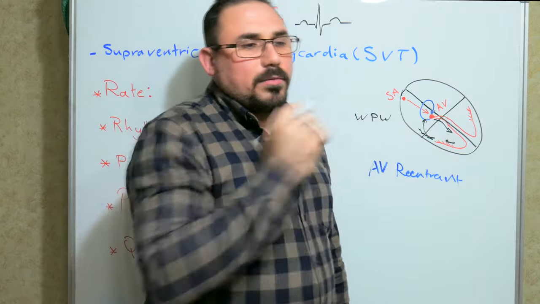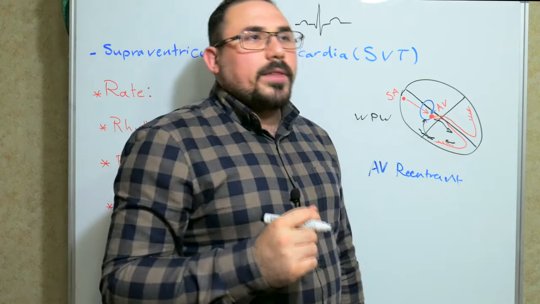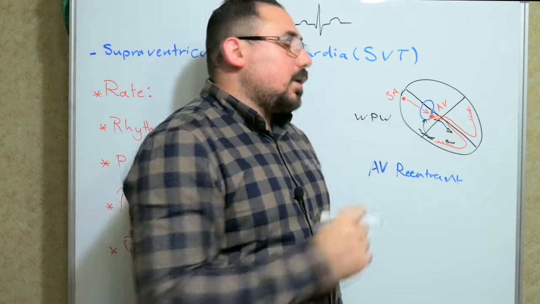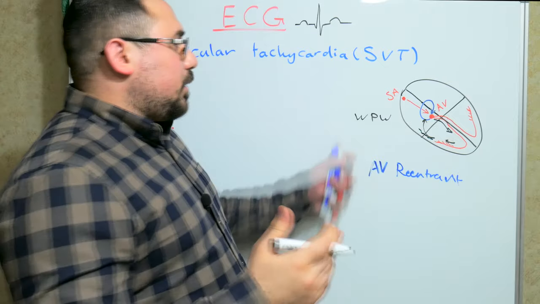It's not an irregular rhythm, where we cannot predict the next beat. No, here you can predict when the next beat will be. So it's a very regular rhythm. But the important thing to notice here is that there is a tachycardia, because this is an arrhythmia.